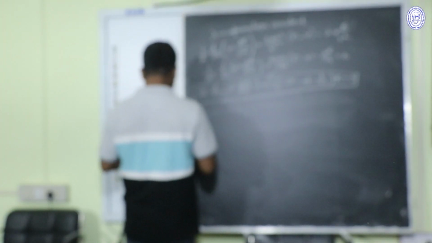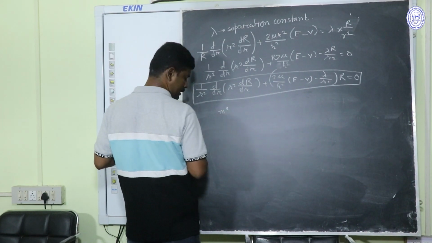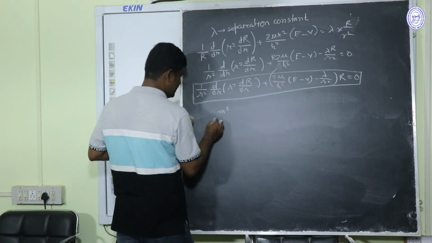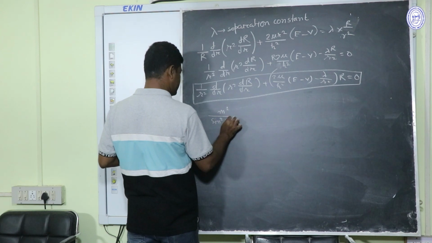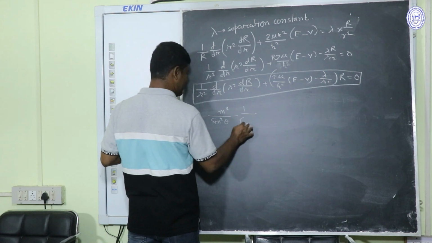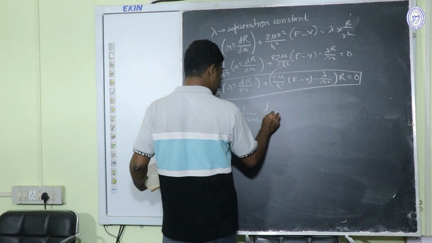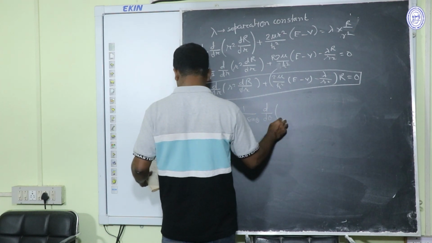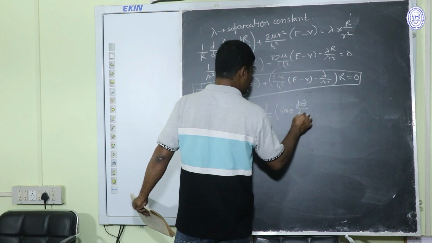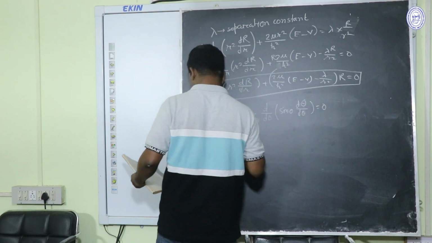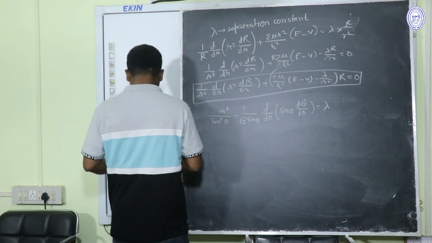Now we are left with the theta dependence part. The theta dependence equation will be like this: m square by sin square theta minus 1 by capital theta sin theta d/d theta of sin theta d capital theta by d theta. This is equal to 0. Sorry, this is equal to lambda.